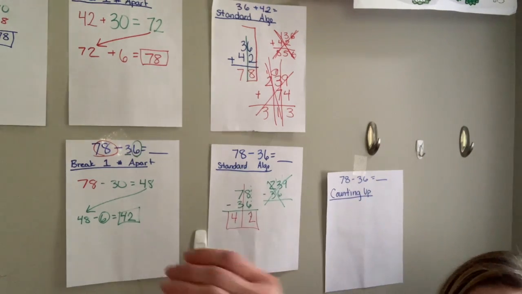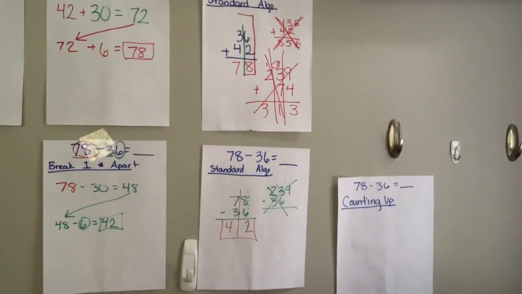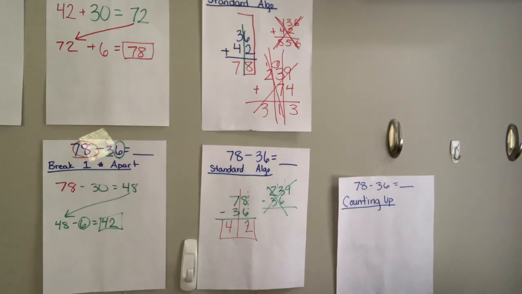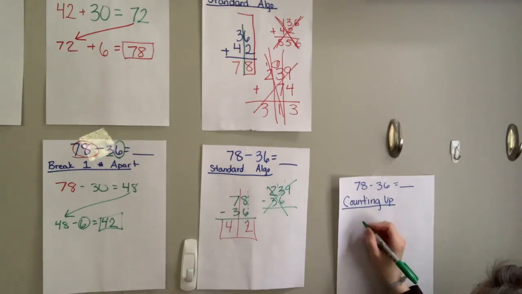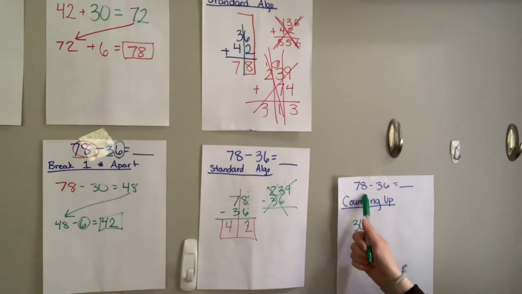Now, the last strategy that I'm going to show you is called counting up. Counting up can be a tricky strategy, and I find that a lot of kids make a lot of mistakes with this strategy, so I don't really focus on it. So I'm going to give you a brief understanding. So we're going to take the 36. Again, what we're really doing is referring back to the number line. We're trying to find that difference between these two numbers. So you would be taking 36 and trying to add on until you get to 78.